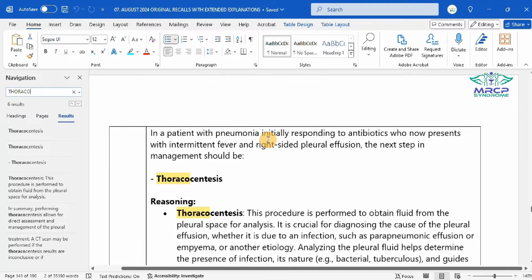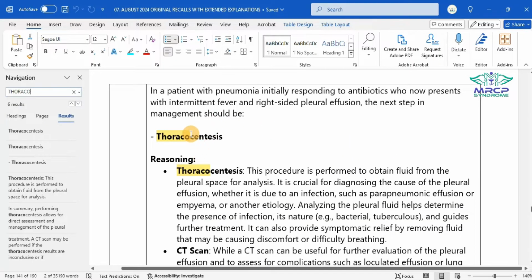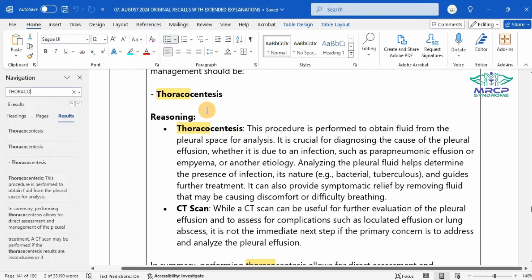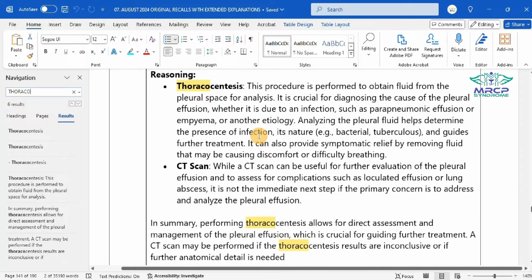So usually in a patient with pneumonia initially responding to antibiotics, whenever there is intermittent fever and right-sided pleural effusion, the next step would be thoracentesis. This is usually performed to obtain fluid from the pleural space for analysis. This is crucial for diagnosing the cause of pleural effusion and whether it is due to infection such as parapneumonic effusion or empyema, or part of another etiology.